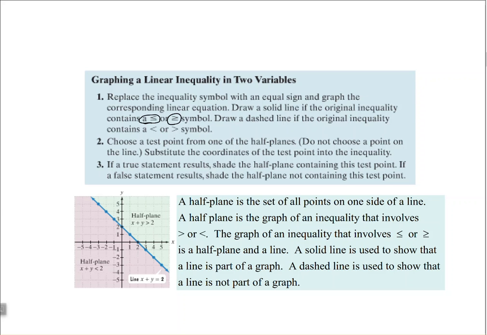The other way that you can find out where your solutions lie is by using a test point. So you can test a point on either side of the line. Take that point, that ordered pair, plug it into your inequality. If it makes a true statement, then every other point on that side of the line where your test point is a solution for that inequality, and we shade on that side. If it does not make a true statement, otherwise if it's a false statement, then we shade on the opposite side of the line of that test point.